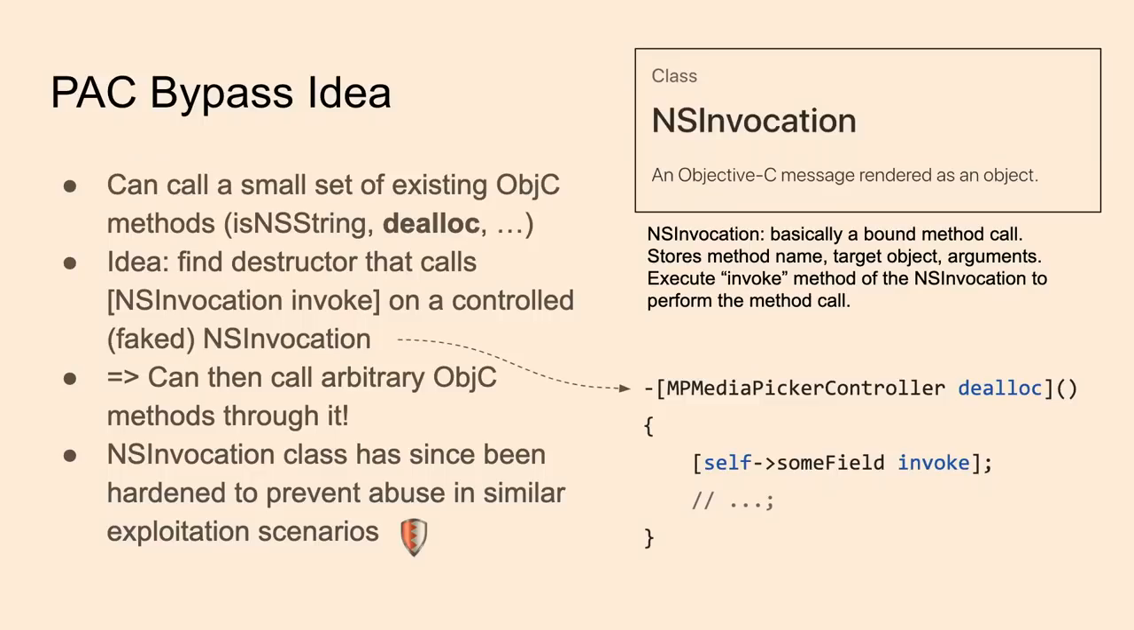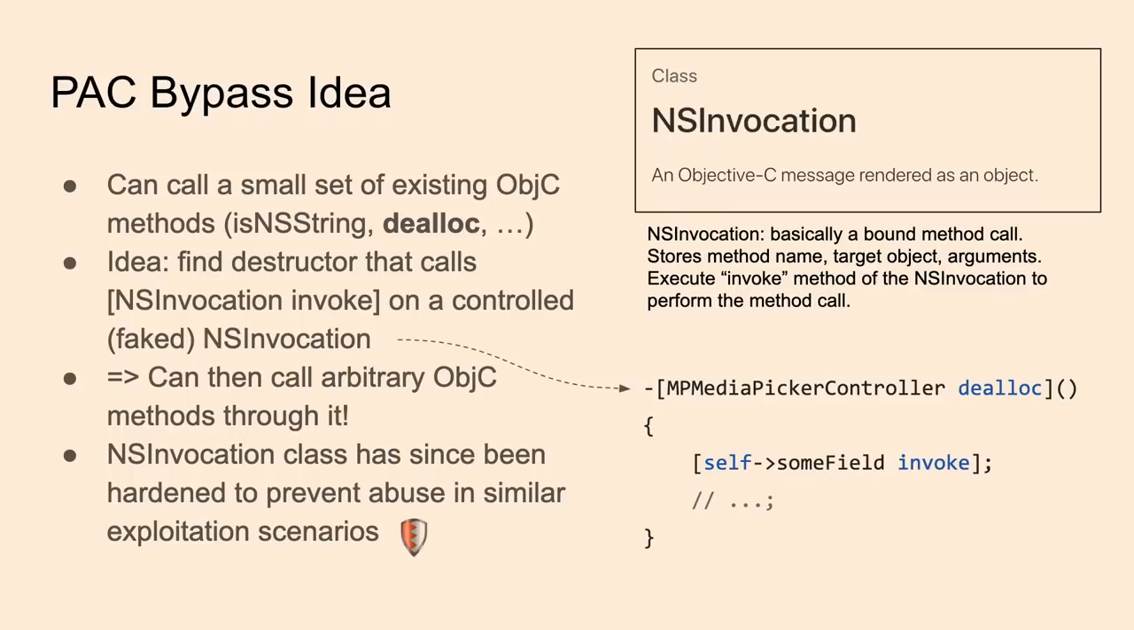Okay, so what can we do with this? One very interesting method we can get called is dealloc, the destructor. I think in quite a few, maybe most of the Objective-C exploitation scenarios, you can probably get a dealloc method called. Now what you do is you just enumerate all the destructors in the shared cache. There's tons of them, I think 50,000. And you can get any of those called. Then one of them, or a few of them, are really interesting because they call this invoke method, which is part of the NSInvocation class.